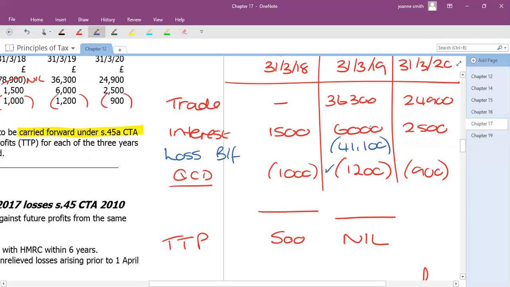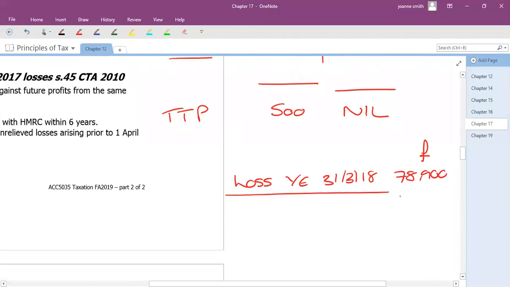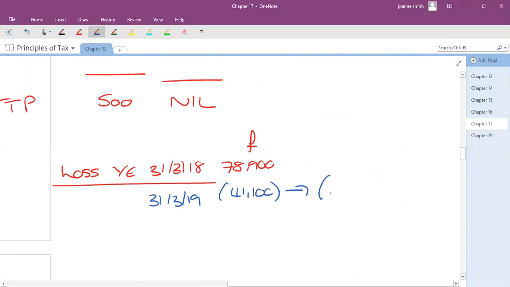All right, let's just recap that. So add together your income. So 36,300 plus 6,000, that total there is 42,300. I want to use this 1,200. I don't want to waste it. So what I've done is I've added the income. I took off the QCD and then I said, what's left of that income? So I've got 41,100. So that's where I'm going to relieve for 31st of March 19. So let's just write a note there of what that is. So it's your 36,300 plus your 6 minus your 1,200. So we want to make sure we don't waste that QCD.